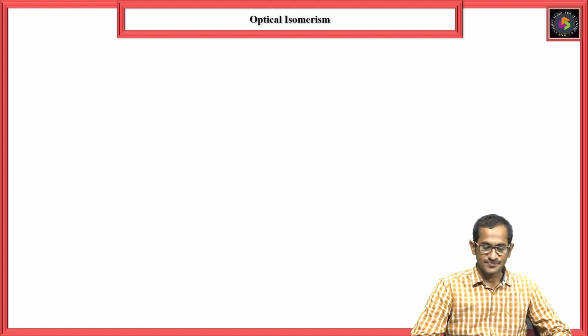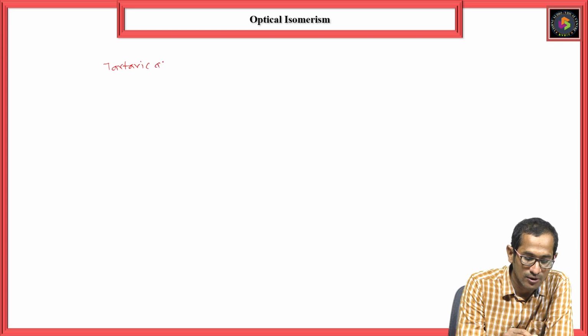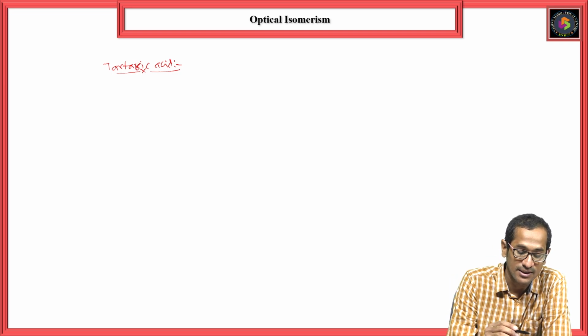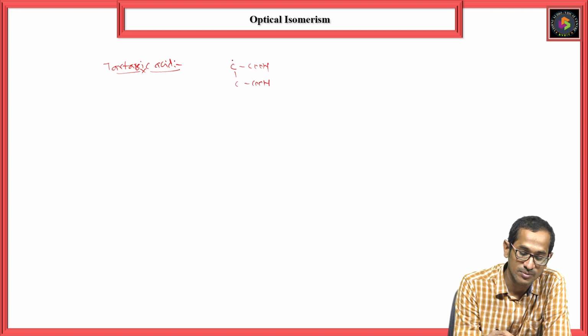One more example: the optical activity of tartaric acid. First I will try to write the structure of tartaric acid. It is a dicarboxylic acid. It contains two carboxylic functional groups.